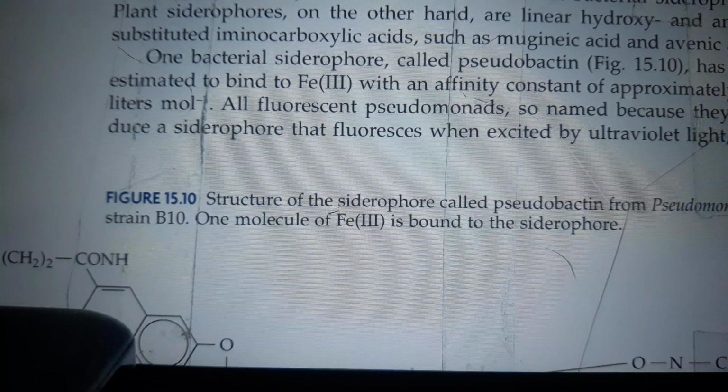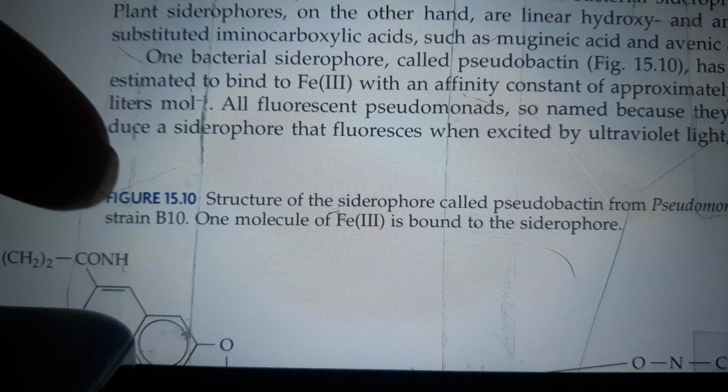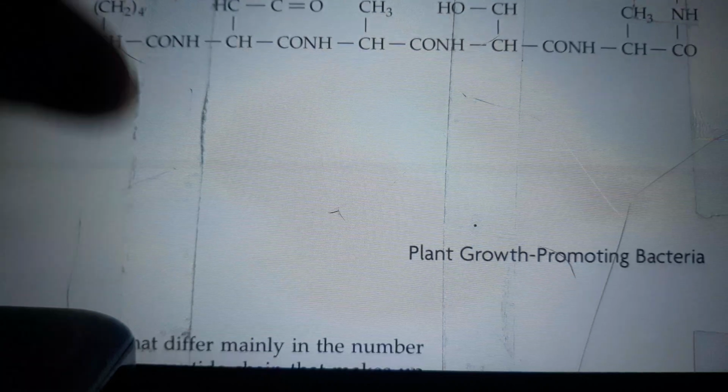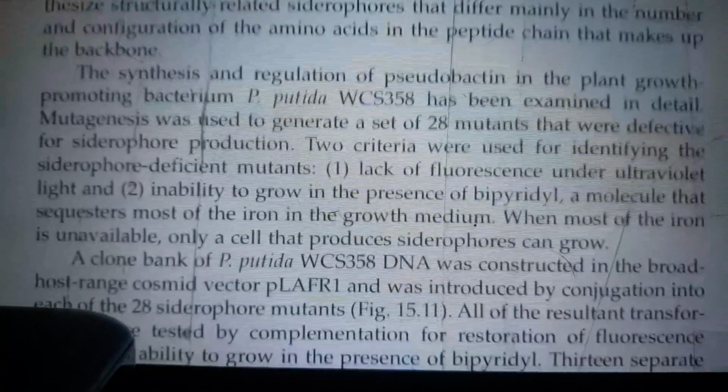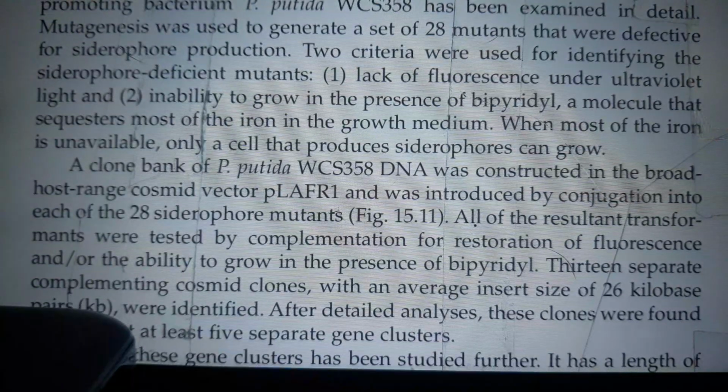All fluorescent pseudomonads, so named because they produce a siderophore that fluoresces when excited by ultraviolet light, synthesize structurally related siderophores that differ mainly in the number and configuration of amino acids in the peptide chain that makes up the backbone. The synthesis and regulation of pseudobactin in the plant growth promoting bacterium P. putida WCS358 has been examined in detail. Mutagenesis was used to generate a set of 28 mutants that were defective for siderophore production.